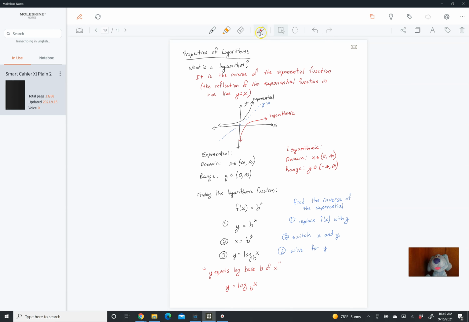So this b is our base. This is our vocabulary so that we can easily refer to things. The b is the base, and the x that you see here, we call it the argument of the log.